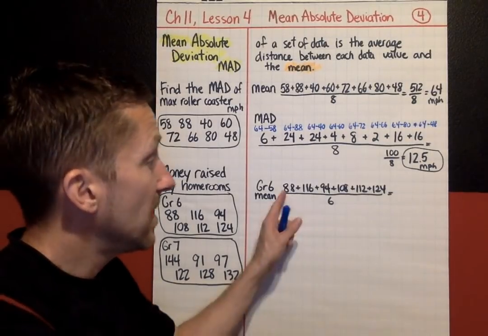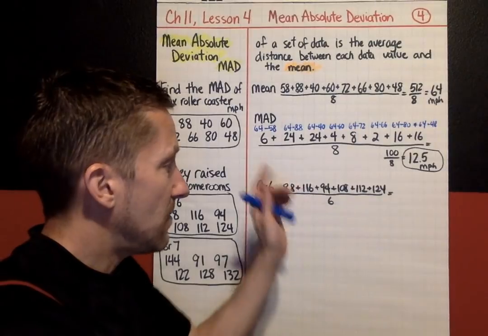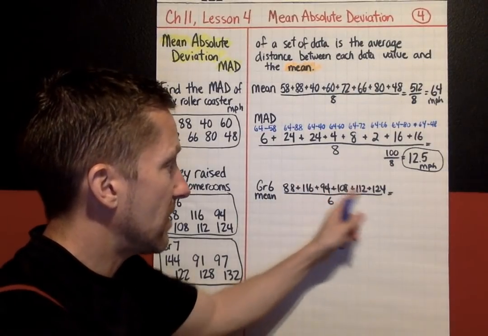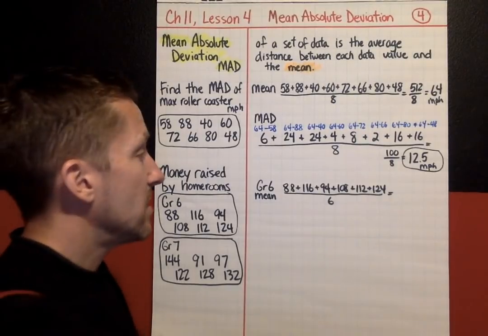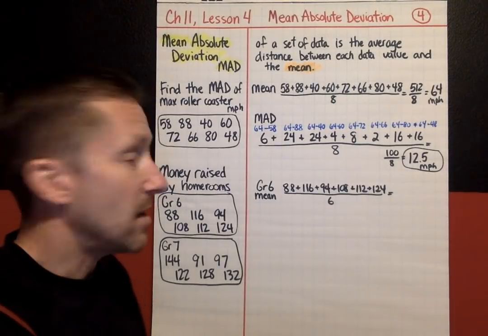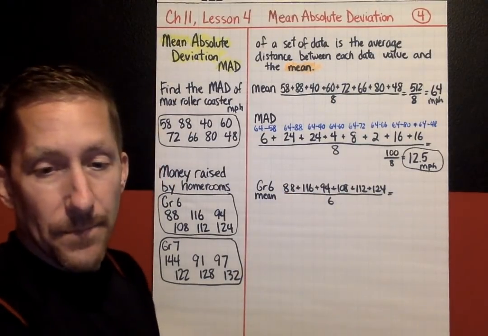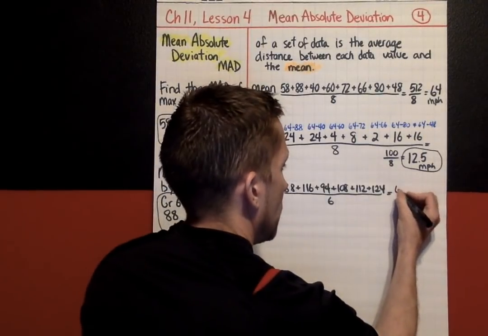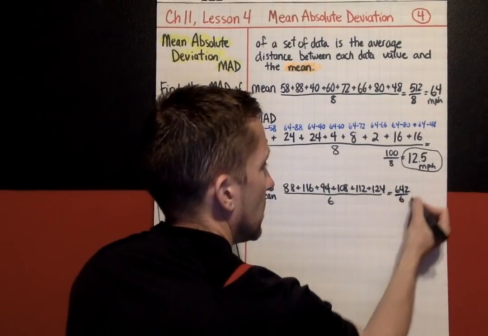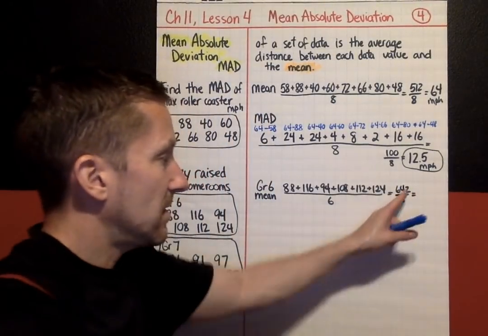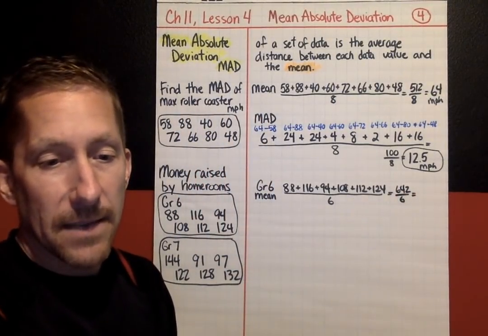And the reason is I mistyped something in my calculator. I lost track of where I was. Maybe I added a number twice or I skipped a number. You've just got to be super, super careful. When I total that up, you get 642 over 6. So the mean, 642 divided by 6.